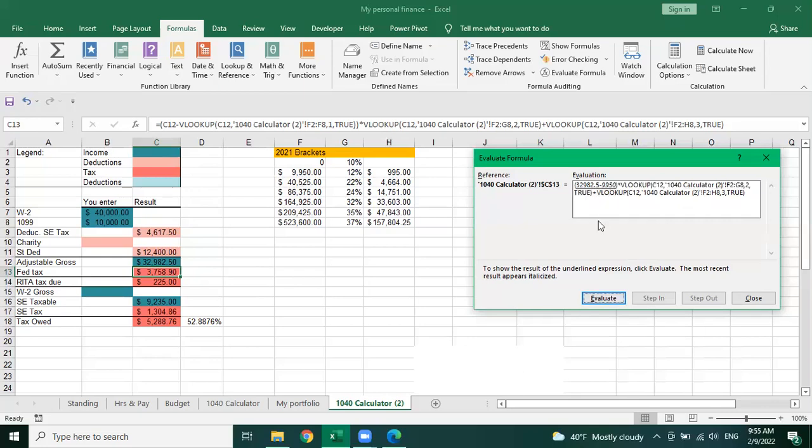9950. So the difference is the amount that's in our marginal bracket, right? It's not 12% on the whole 32,000. It's 12% on the difference between 32,000 and the next lower bracket. So that's 2332.5, times our rate. How do you find our rate? The same way we found the lower bracket.